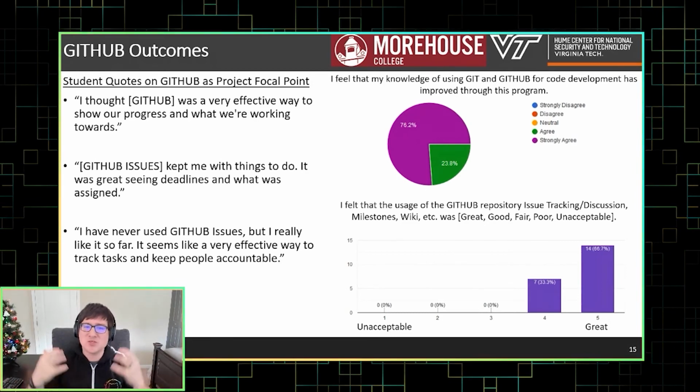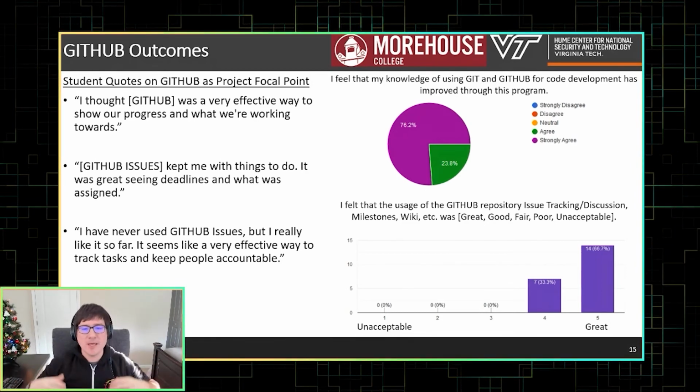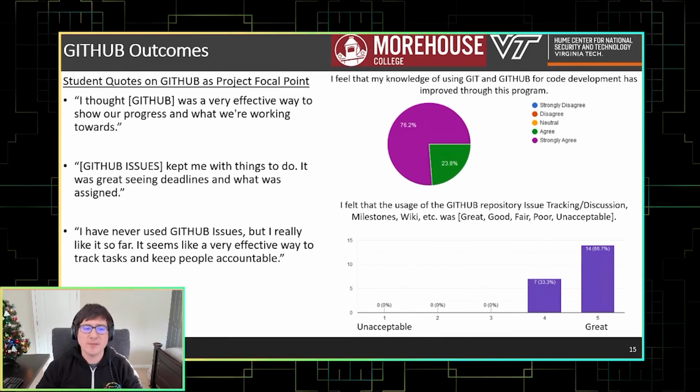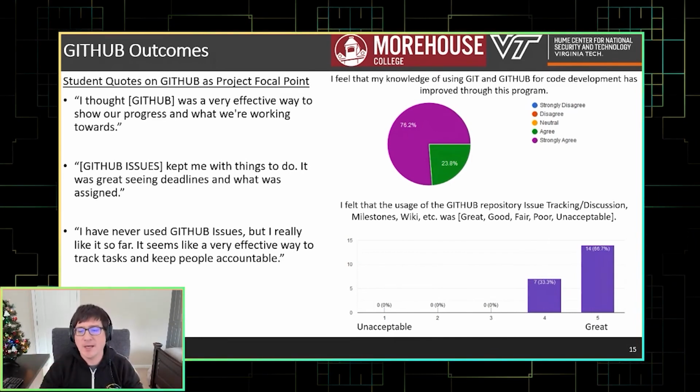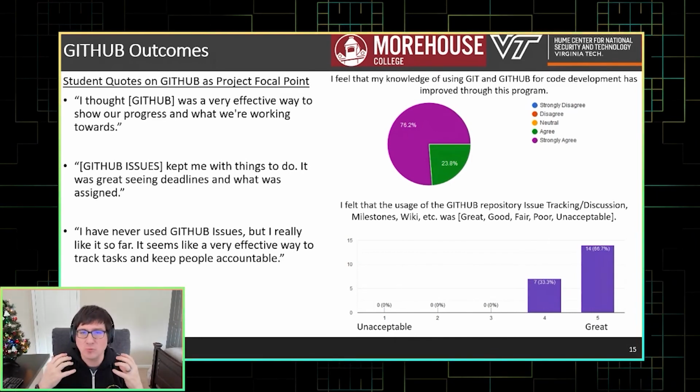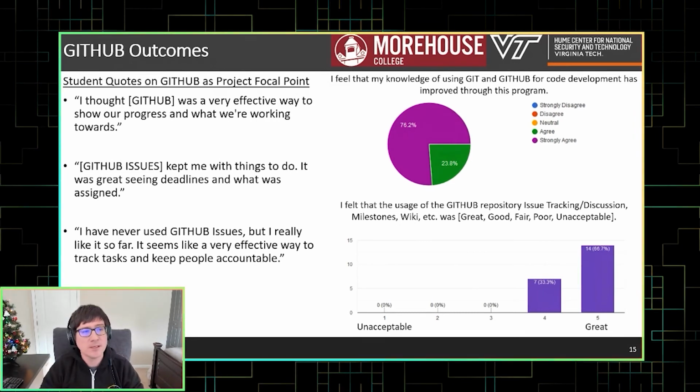So you can see that it made the students feel better because they knew what they were working on. They knew that other people weren't falling behind. Everybody was accountable, and they felt like a team. So I think this was a really great outcome.